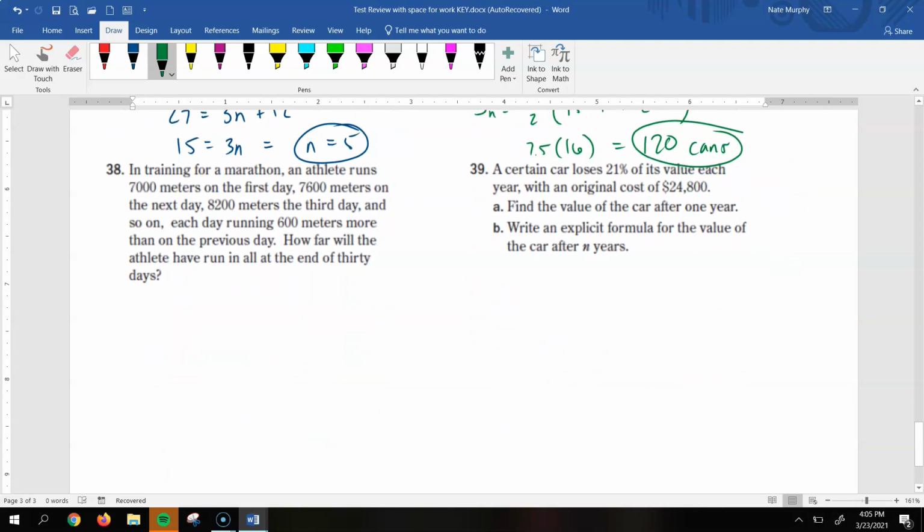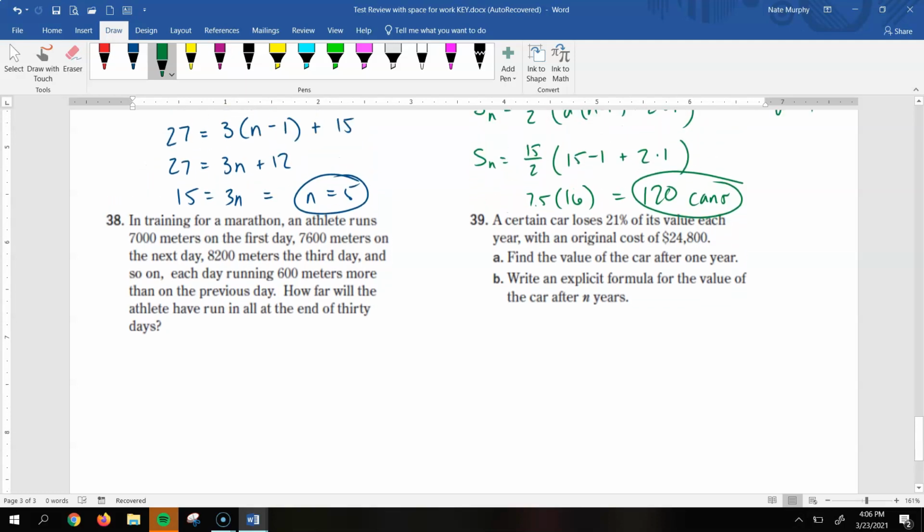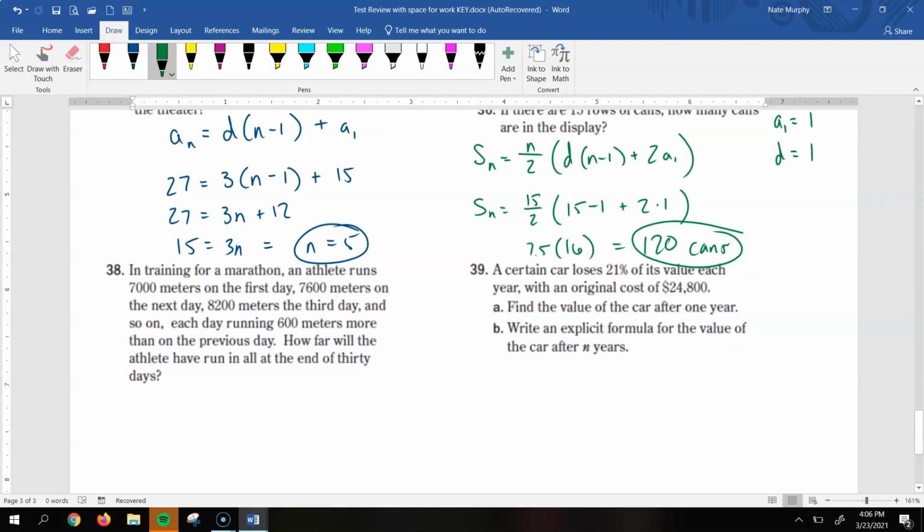All right, let's look at 38. It says that in training for a marathon, an athlete runs 7,000 meters on the first day, 7,600 meters on the next day, and so on. Each day running 600 meters more than on the previous day. How far will the athlete have run in all at the end of 30 days? Okay, so this one's very similar to the one that we just did. So we're going to use that same formula.